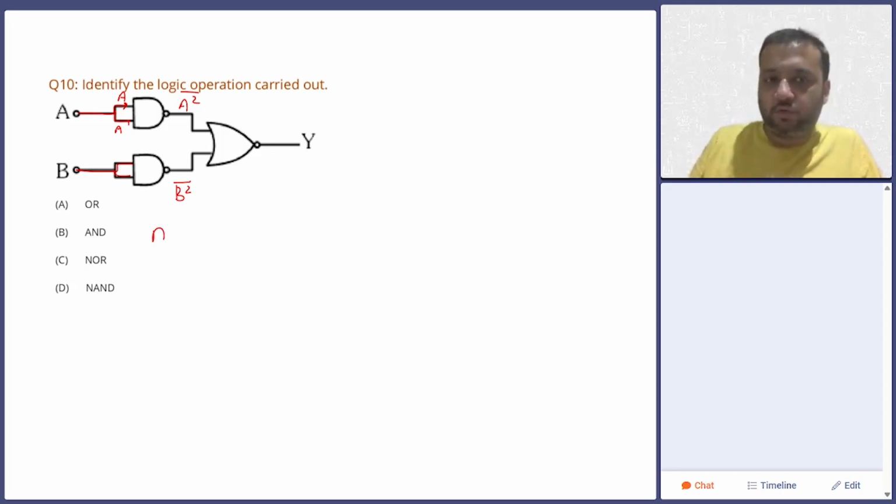Value of A square comes out to be A only. Hence you can write this as A bar. And similarly, B square value will be B only. So that means you can write this as B bar. So basically that means here B bar is entering and here A bar is entering.